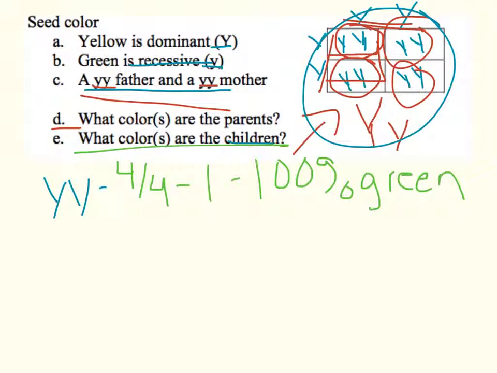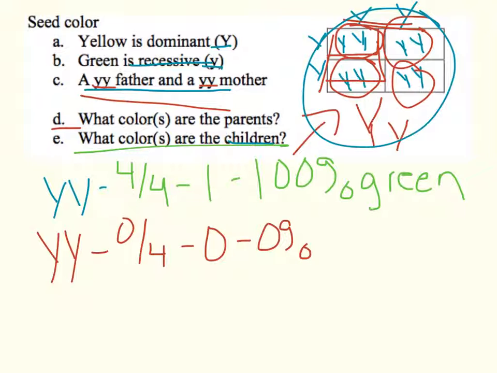But technically, you wouldn't be done because you still would have to label the other ones. So then you would do capital Y. My capital Y's look like the lowercase y's. So you go 0 over 4, and that's 0, so you have 0% dominant. And then you would do the heterozygous.